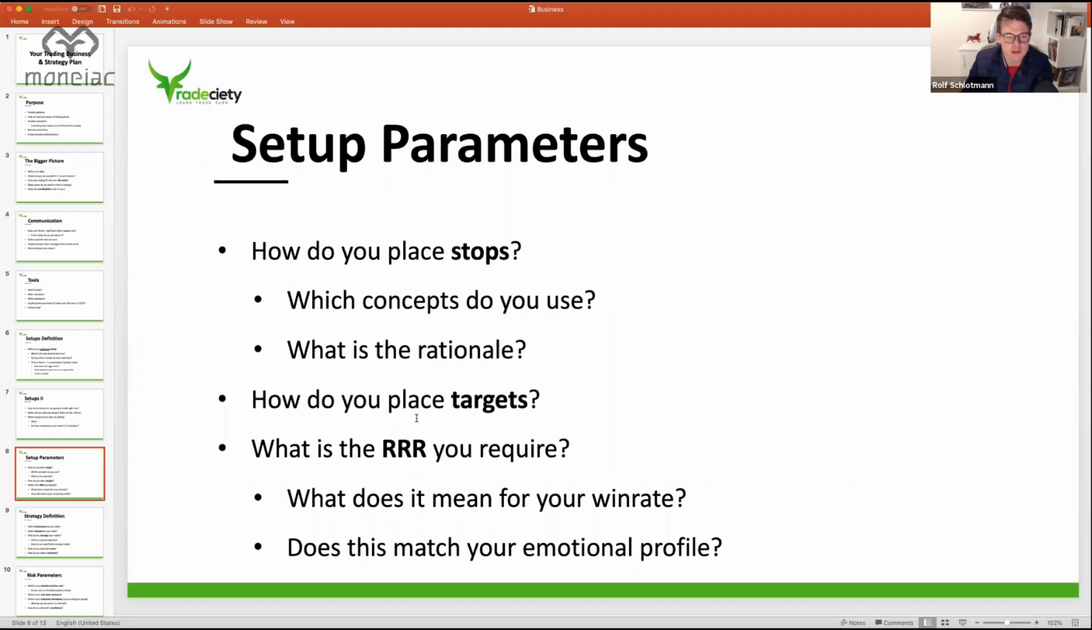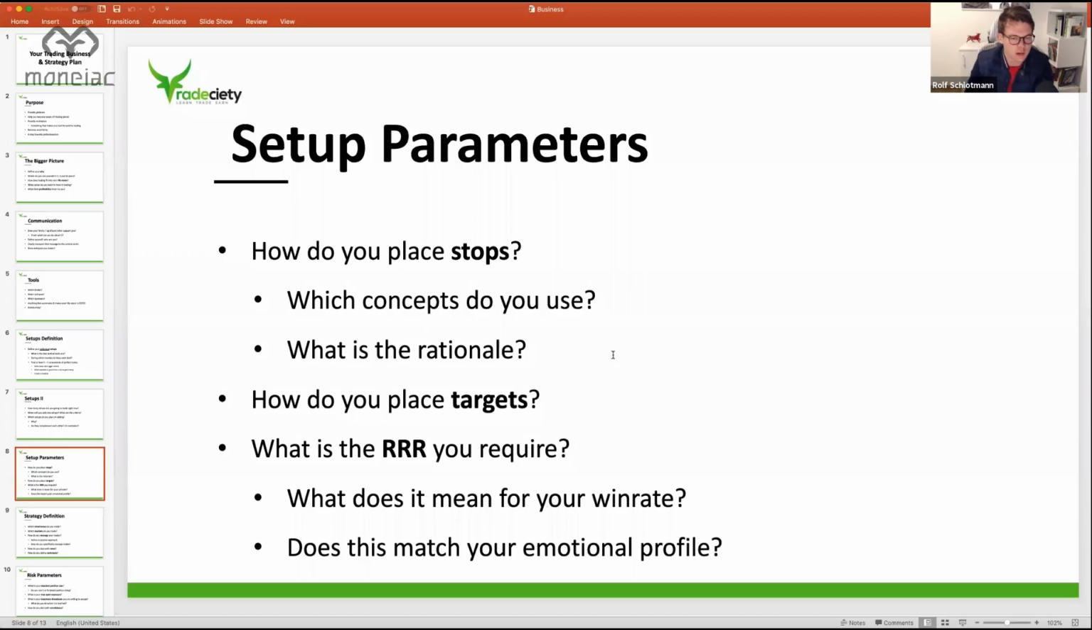The same is true for targets. Which tools do you use? Do you use technical tools, or do you use the fixed target approach? What is the resulting reward to risk ratio out of that? What is the reward to risk ratio that you require? Is there a minimum cutoff point? What does it mean for your win rate?